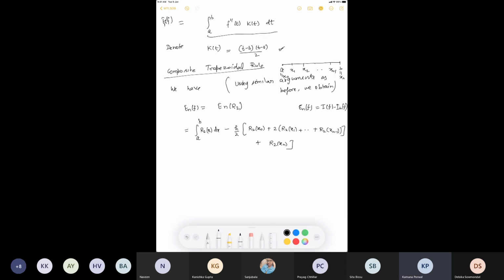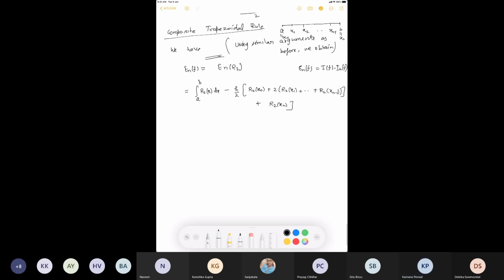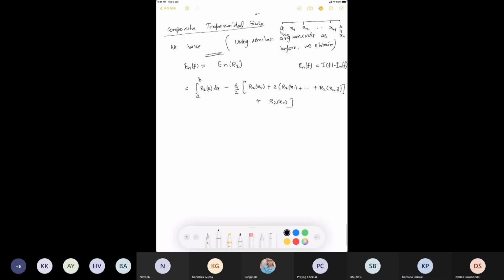So is it okay? Do you all agree with whatever we have written here? Will you be able to obtain this step? Yes, ma'am. Okay, so you have to fill in the further steps which I've left here. But it's just mimicking the previous steps which we have done in the case of the trapezoidal rule. So what remains is to further simplify this, that is, what happens to this term.